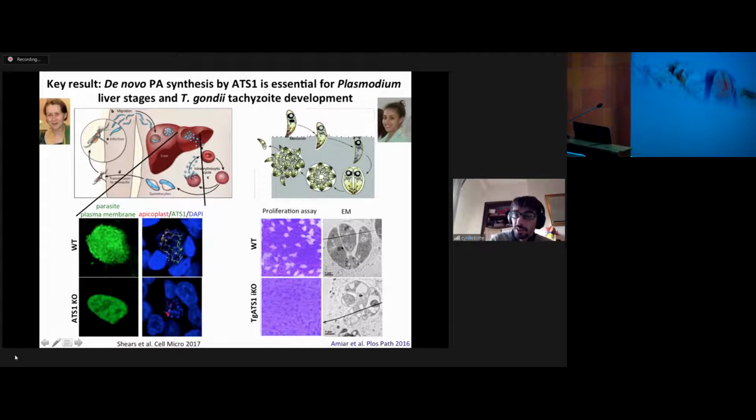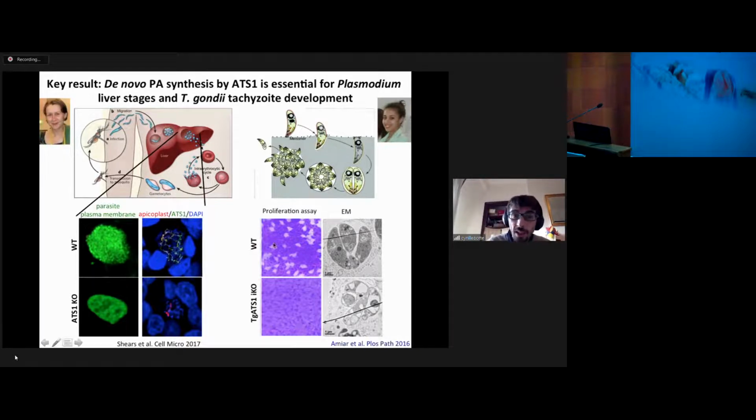Similarly, in Toxo, here you have a Toxo with its parasitophorous vacuole, and here a plaque assay, and the white areas show where the Toxo is lysing the host cell. This is also what's used to measure the growth of the parasites. When you shut down the enzyme, basically you have an arrest of the intracellular development, as well as something wrong with the biogenesis of the intracellular compartment.